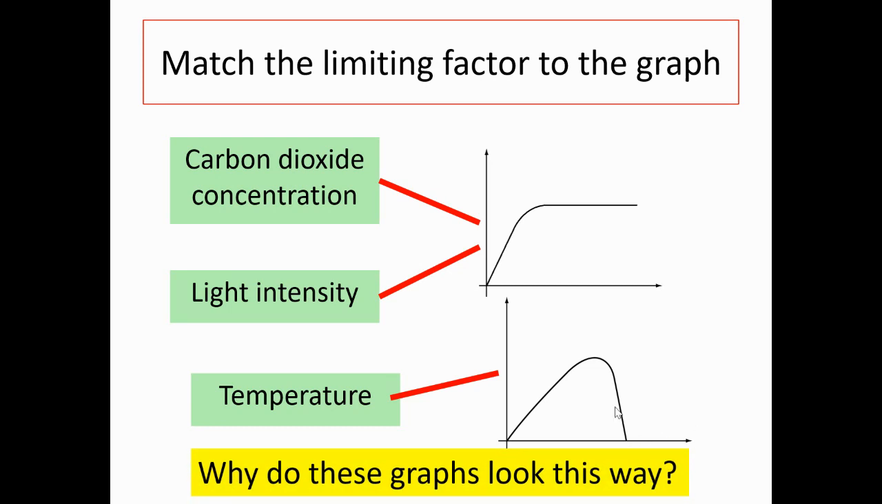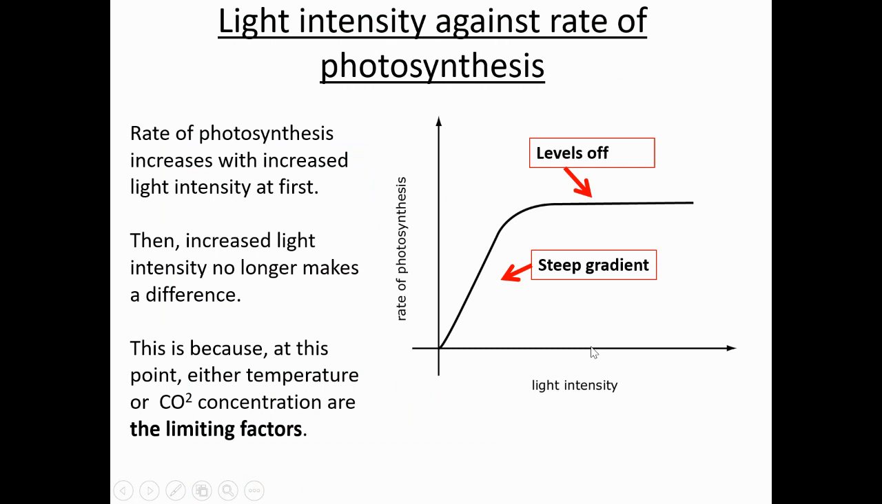Why do these graphs look this way? Difficult question. This, I suppose, is the explanation. You need to understand what the limiting factor means in detail, and then think, why will the amount of that affect photosynthesis? And in the case of temperature, why would too much actually reduce the rate of photosynthesis? Well, these are the explanations.